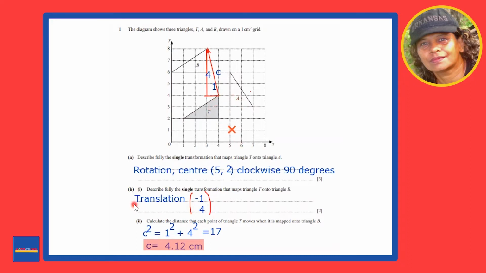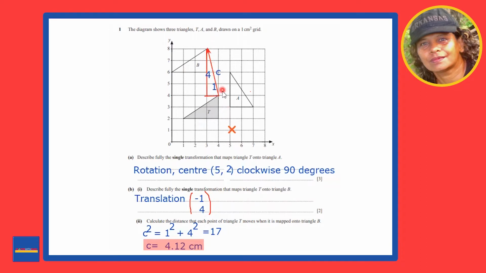Now, part B. Describe the single transformation from T onto B. So here we go 1 in the negative x direction, 4 in the positive y direction, and so our translation vector is (-1, 4). Next question is to find the distance that T moves when it goes to B.